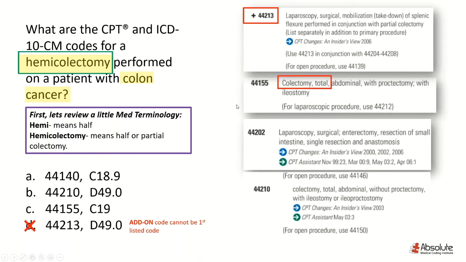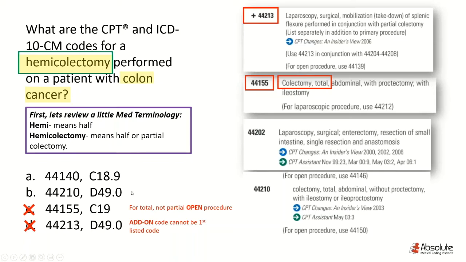All right, we're going to continue on with the 44155. This is a total colectomy. Again, just simply knowing your med terms. Hemi, that's half. That's what we're going for, and this is total, so that one's gone as well.